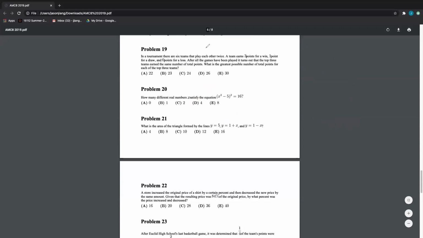We want to know the area formed by the lines y equals 5, y equals 1 plus x, and y equals 1 minus x. So let's get some coordinate grids. And I'll actually do this line. Okay, so we have our first line, y equals 5. We also have y equals 1 plus x, as well as y equals 1 minus x.